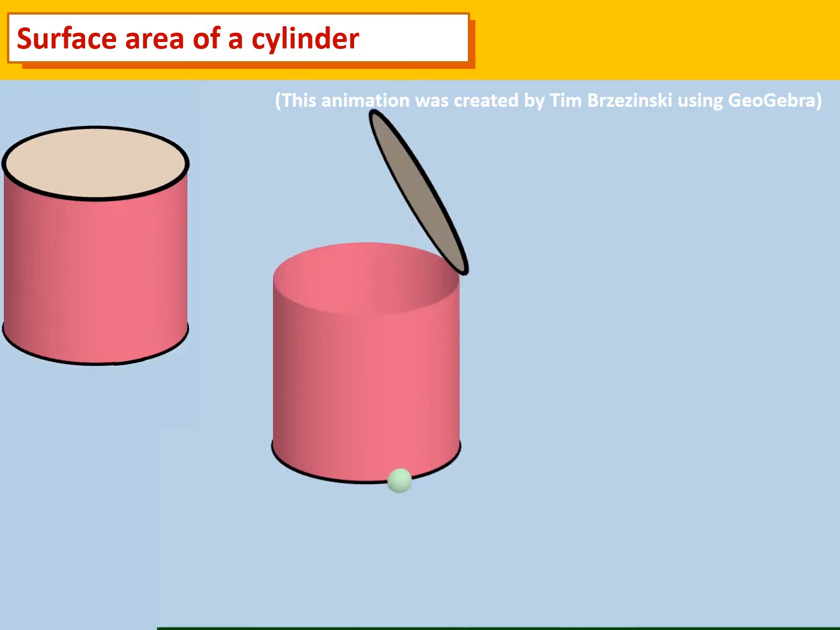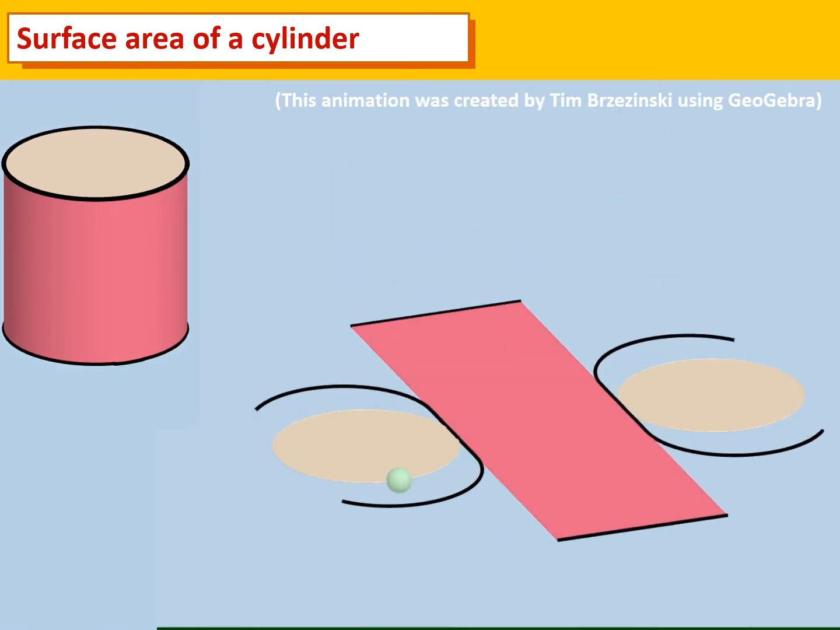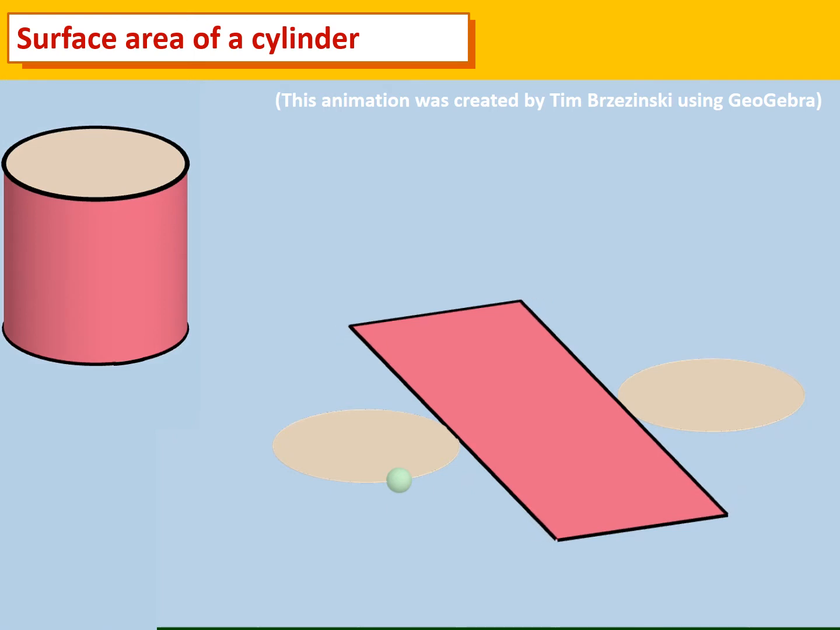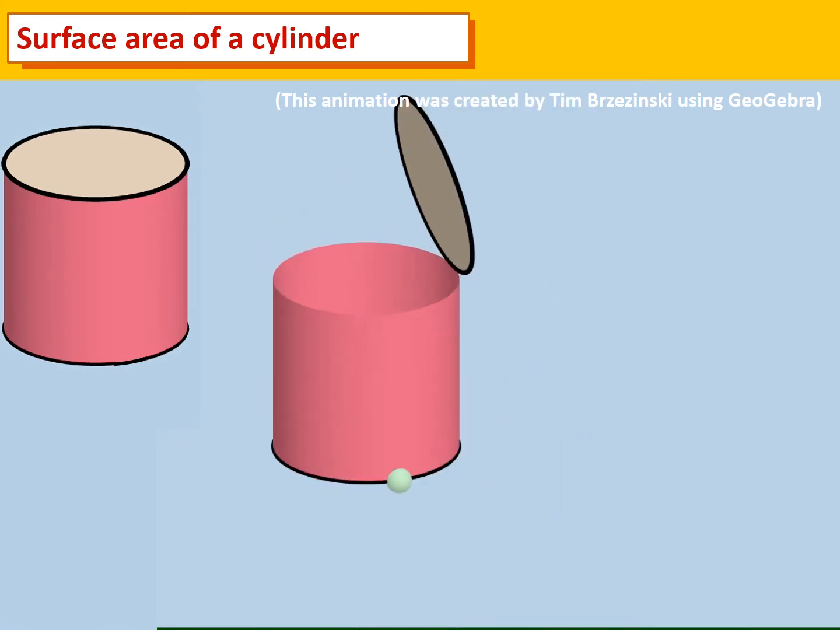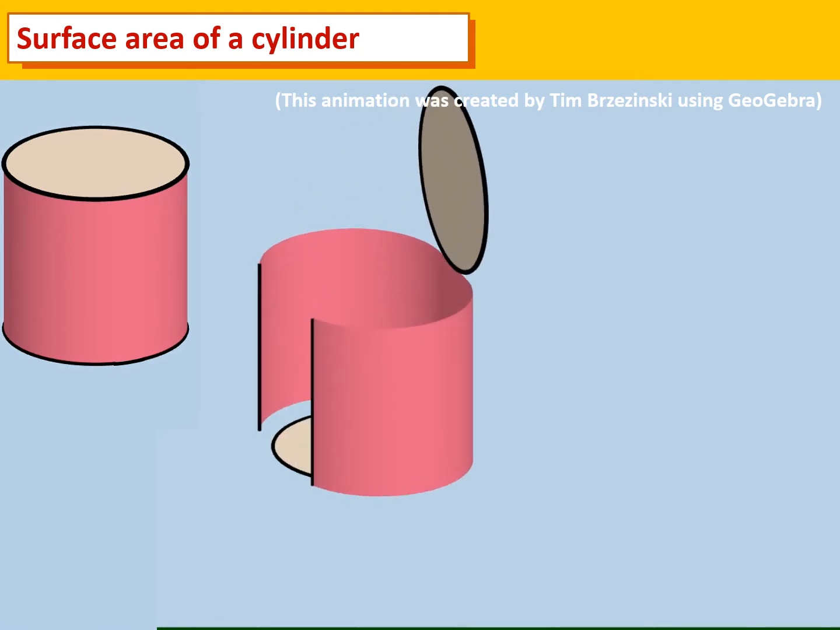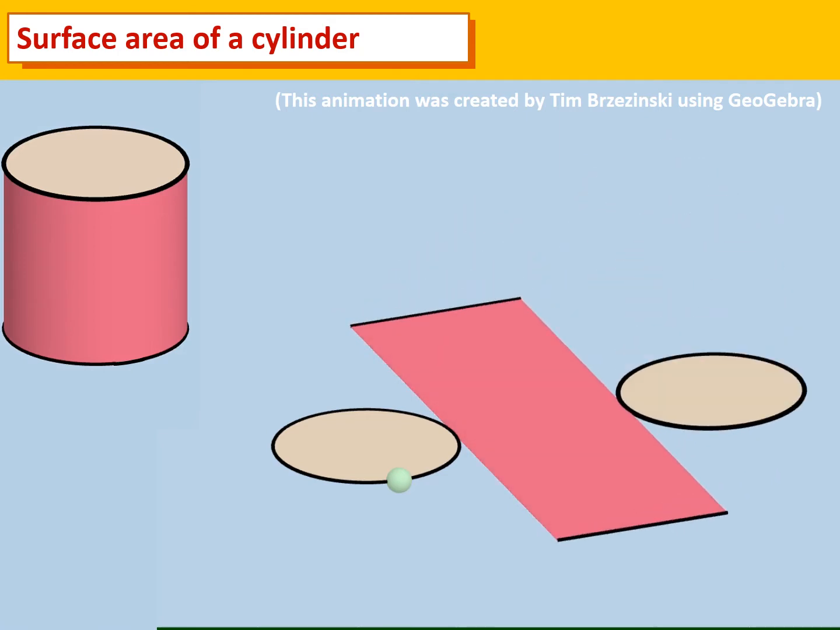Watch what happens when the cylinder unfolds. It's got two circles, and note the circumference of the circle opening out to form the side of the rectangle. And the side of the rectangle folds back to form the circumference of the circle, and that rectangle folds round to form the curved surface area of the cylinder. And it opens up again. Watch the red rectangle opening up, so the curved surface area is actually a rectangle. So we can see that the curved surface area and the two circles form the surface area of the cylinder.